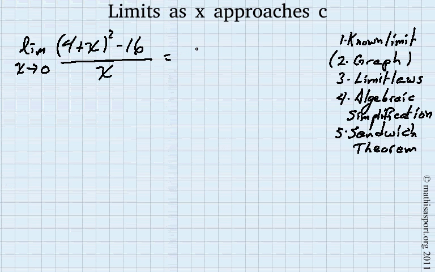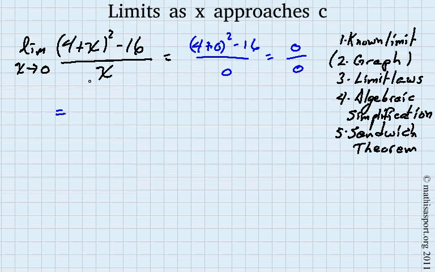You'll see that were we to apply the limit laws, we would get an indeterminate form. First we'd apply the quotient limit law, then the difference limit law, then this squared we'd treat as a product limit law, and then a sum limit law. But in the end we would get 4 plus 0 squared minus 16 all over 0. That's going to give us 16 minus 16, 0 over 0. We've got an indeterminate form. That's not good enough, so we look for some algebraic simplification.